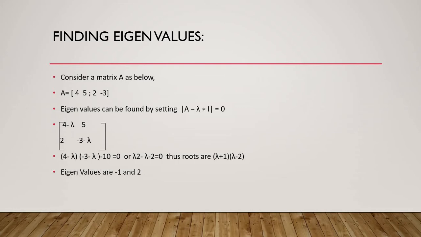Just to illustrate one example, suppose we have a matrix A which contains 2 5 4 5 and 2 2 minus 3. Then we arrange it as A minus lambda I equals 0 and find the determinant. As we find the determinant, we get an equation which is a characteristic equation, and we solve the characteristic equation to find its roots, and the roots of this characteristic equation are the eigenvalues.